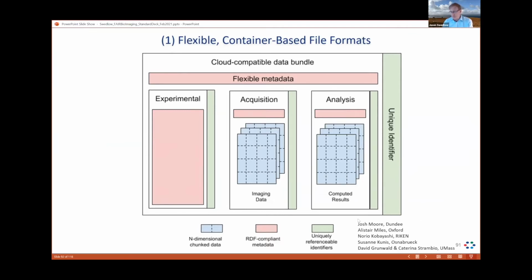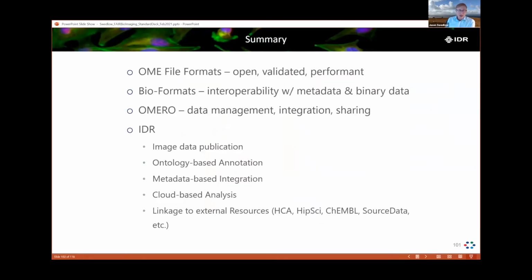We are working with a large number of people in the UK, our colleagues at Riken in Japan, Suzanne Kunis at Osnabrück, David Grunwald and Katerina Strambio de Castilla at UMass in the United States, several others, to build the metadata concepts and to represent them in a truly scalable way in these same file formats. We're just literally starting a 3-year project to do that, so it's going to take a while to get there, but I think we will. So I apologize for going a little bit over, but I hope that's given you an idea of what we've been doing in the OME project and where we're going.